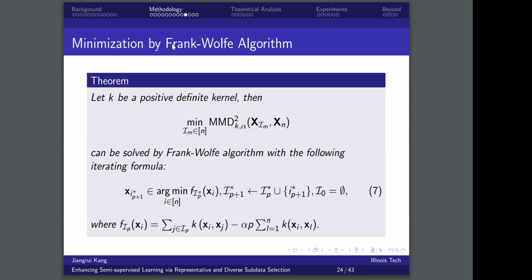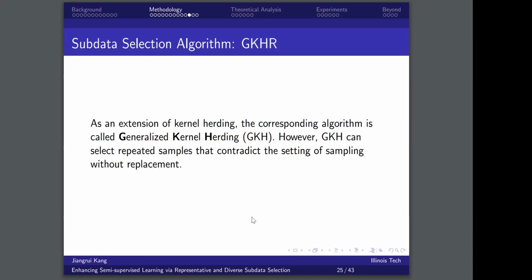Using this algorithm, we can calculate the iterating formula given by this equation 7, and its only difference from kernel herding is that it's not P here, it's alpha P here. So you can see that it's still very simple, but in the theoretical analysis part and the experiments part, you will see its power. As an extension, this algorithm is called generalized kernel herding, which is very natural.